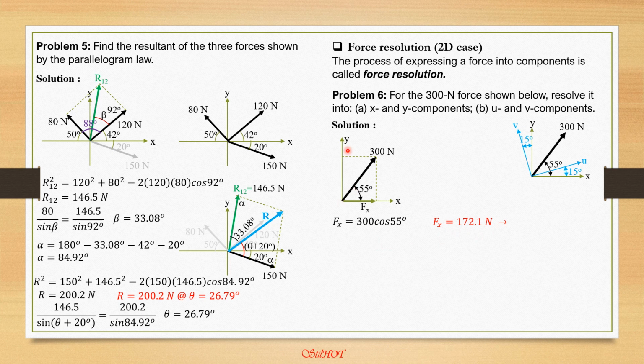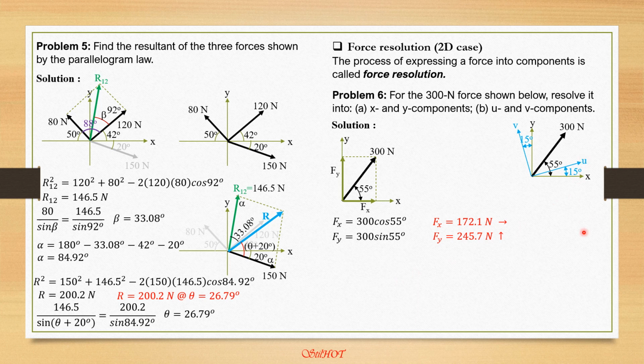Fy is upward, and from this right triangle, it is hypotenuse times opposite of 55, so hypotenuse sine of 55. So Fy is 300 sine of 55 degrees. So Fy is equal to 245.7 newtons upward.